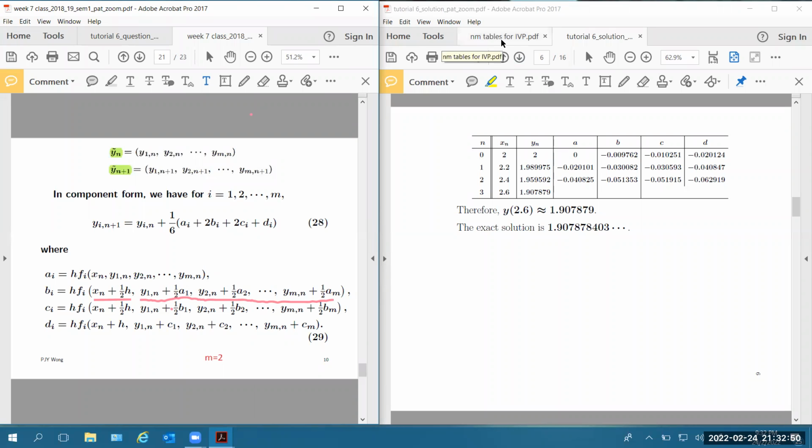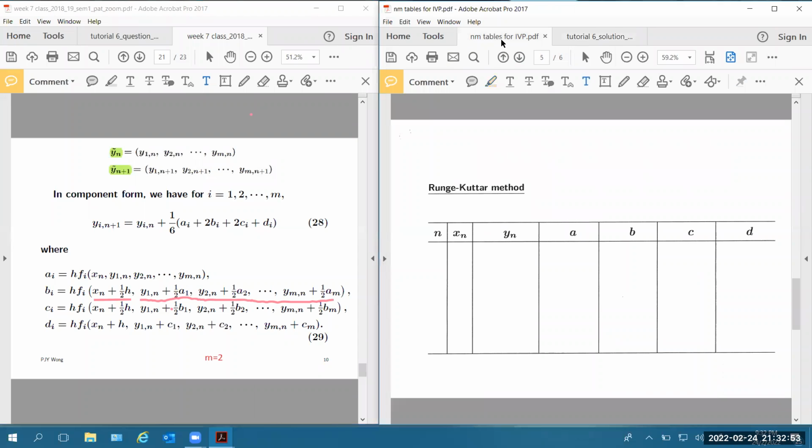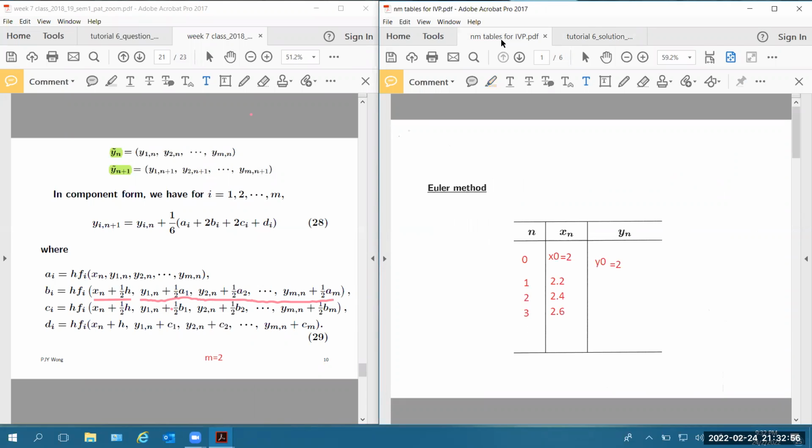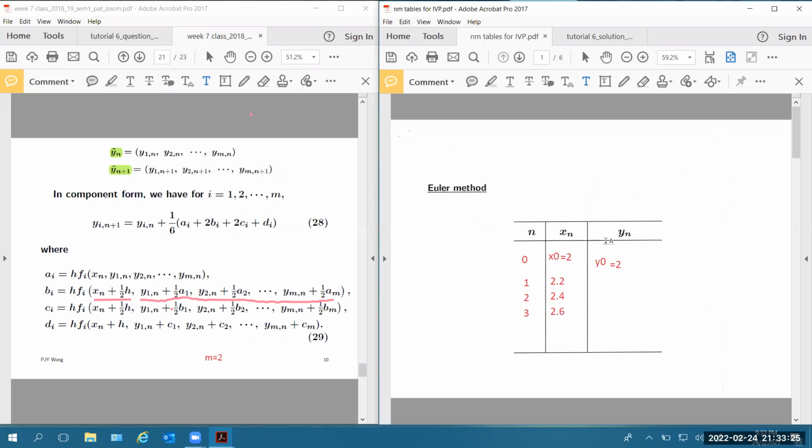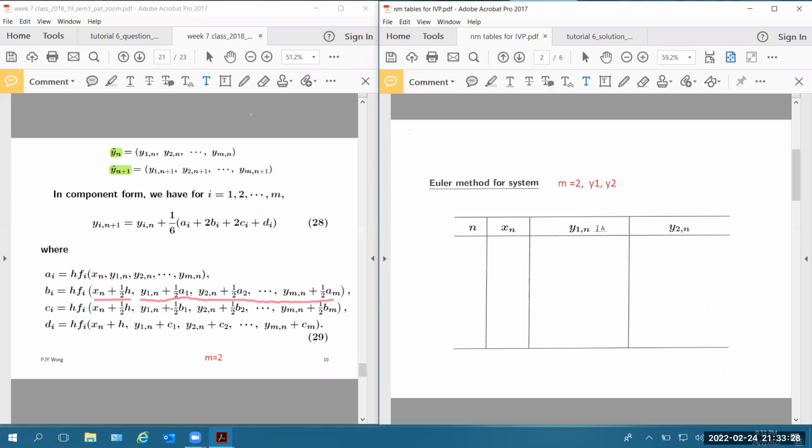So maybe I show you our tables. This is my Euler method, right? How about the one for system? Of course here, mine is a special case. I only do m equal to 2. So that's why I only have y1, y2. Okay, these are my dependent variables. Previously it's only one y, right? But now there are two y's, so I put y1n, y2n.